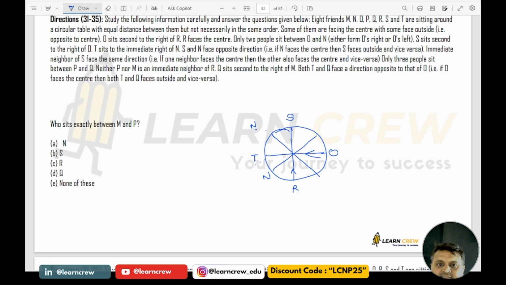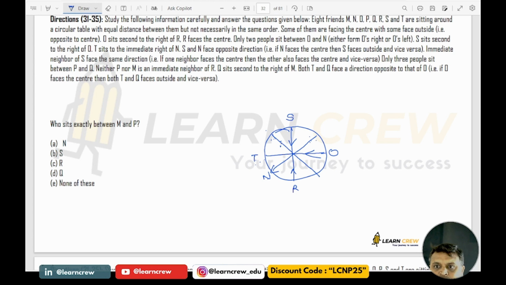Next, S and N are facing opposite directions. Immediate neighbors of S face the same direction. So it cannot be N, because S and N face opposite directions, so N must be here. So now T is the right of N. N is facing outwards, so this is T's right side. So S has to face inside. And the immediate neighbors of S face the same direction. These two face the same direction.